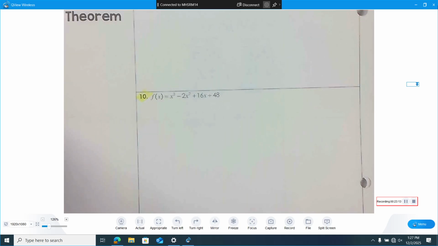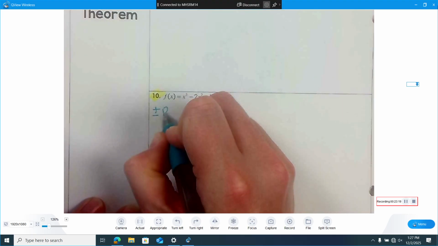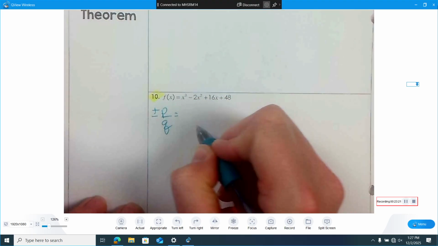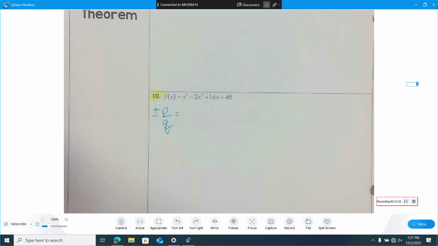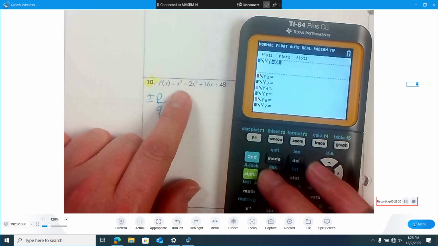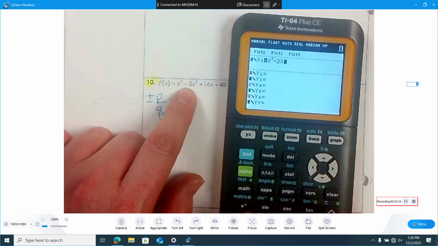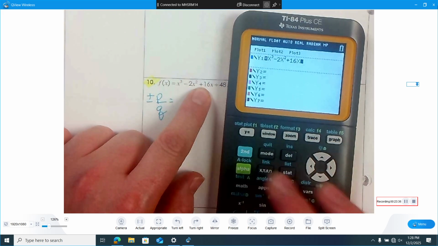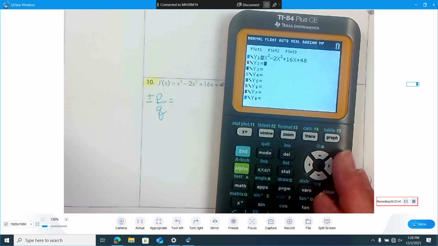All right, so because I can't do factor by grouping, I am going to use the rational zero theorem to create my little p over q list. Oh, but I don't want to, 48 has 37,000 factors. So I'm going to just go to my calculator. Because time is of the essence here. x cubed minus 2x squared plus 16x plus 48. And we're going to use our calculator to help us out because there's literally 16 factors of 48.